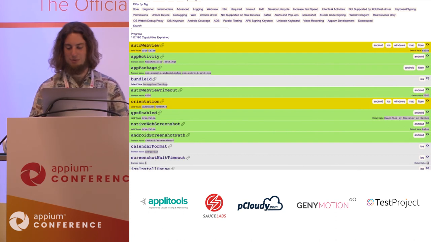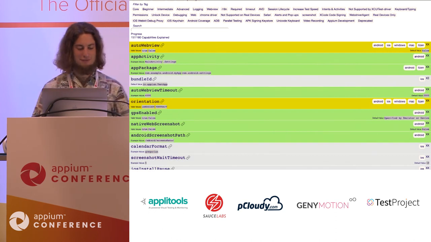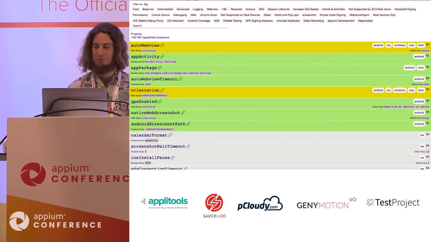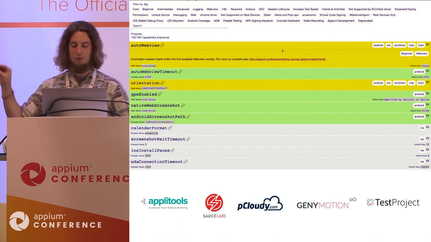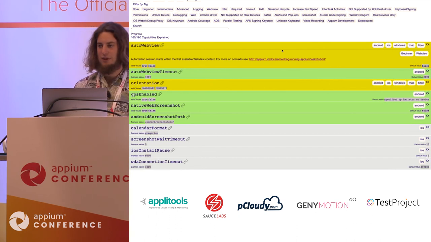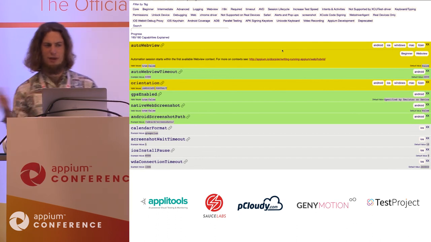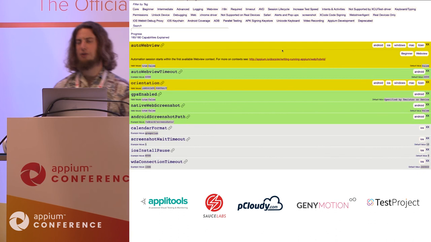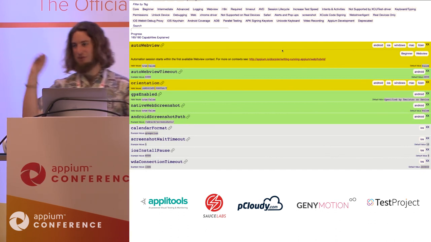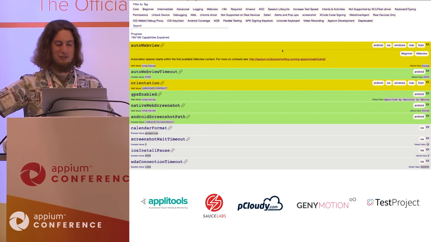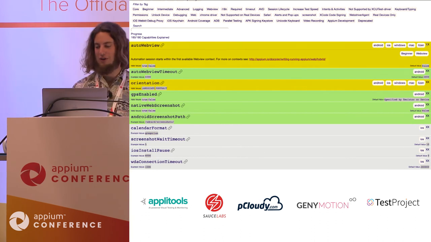Bundle ID, super simple. That was just which app to start. App package and app activity for Android, those are which ones to start. Auto web view, that's what I was saying, it'll automatically go into the web view. So you can also set that on your app itself. If your app is React, not React Native, then every single test would have to start with going into the web view. So you can set this to true and it does that automatically.